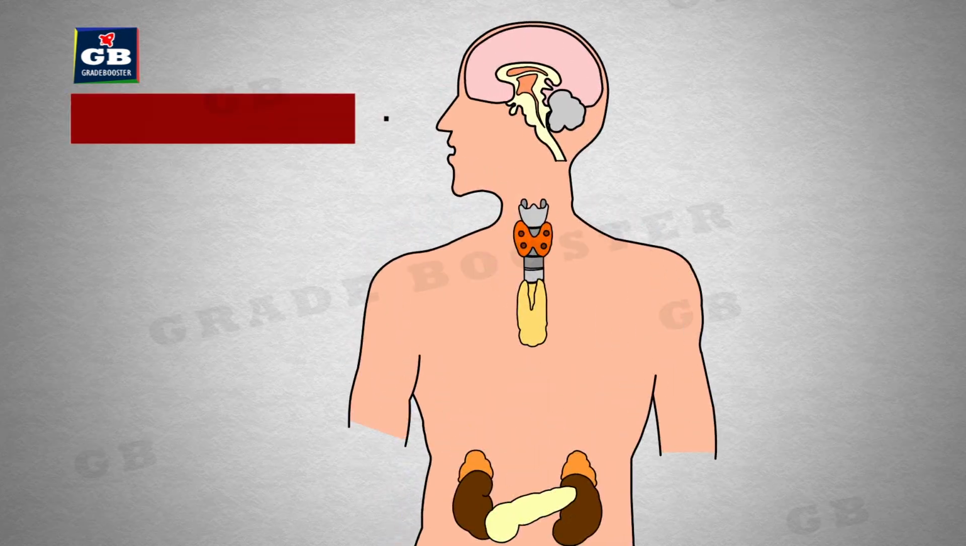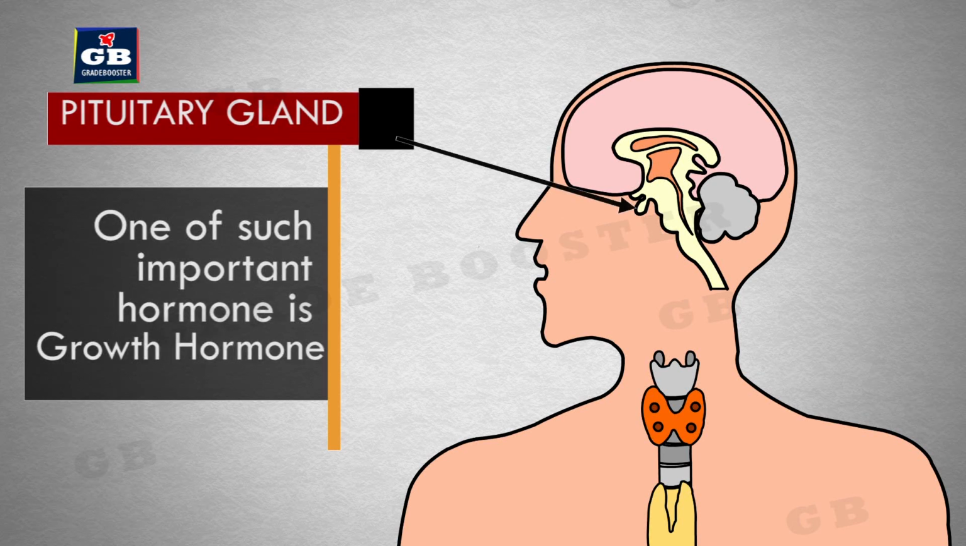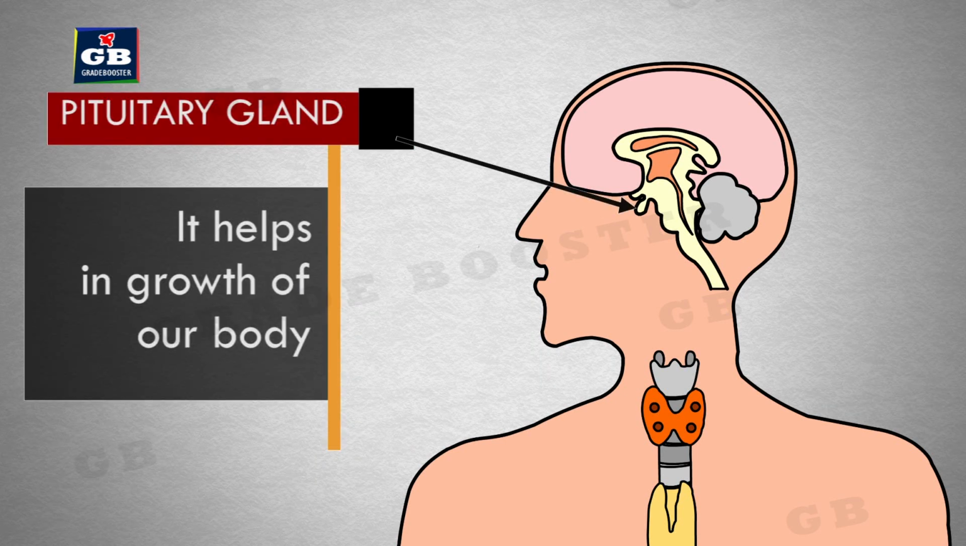Let us start. This is pituitary gland. It secretes many hormones that control the other glands. One of such important hormone is growth hormone. It helps in growth of our body.